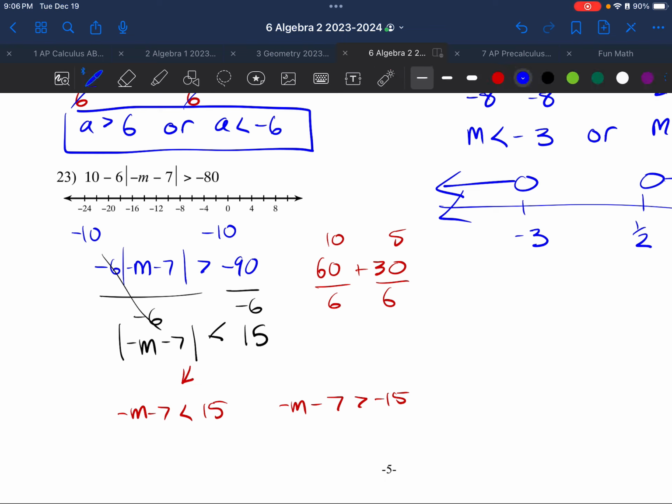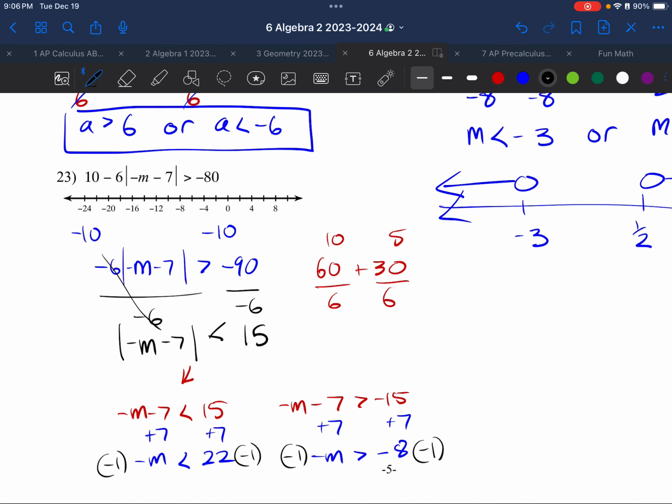We add 7 to everything. Negative m is going to be less than 22, and negative m is going to be greater than negative 8. And then divide each of these by negative 1. Or I guess I could multiply by negative 1 too, couldn't I? You can multiply or divide by negative 1.